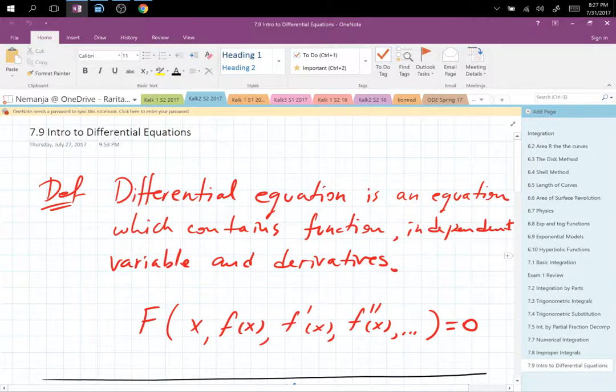to Calculus 2 and differential equations. All right, we'll see how that worked.